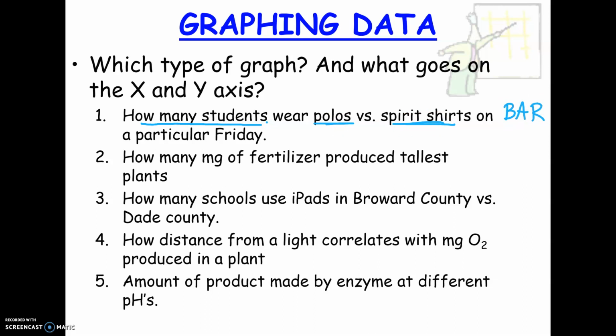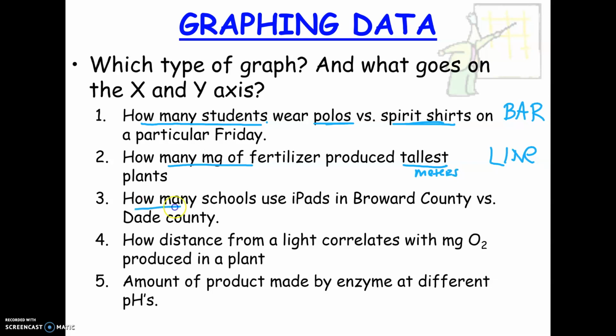so this is going to become a bar graph. Second one, the amount of milligrams of fertilizer that make the tallest plants. And let's just assume tallness or height is going to be numerical. Maybe we're going to do meters. So this would be a line graph because our independent and dependent variable are both numbers.